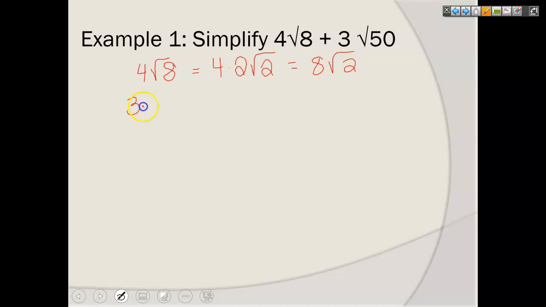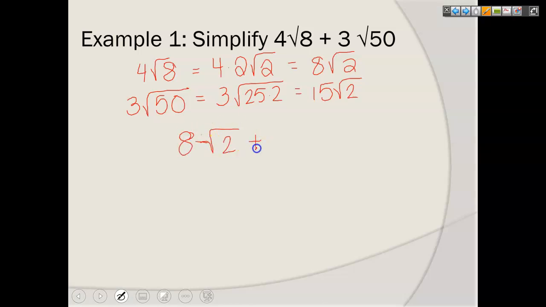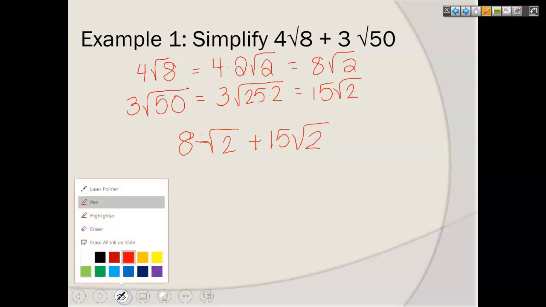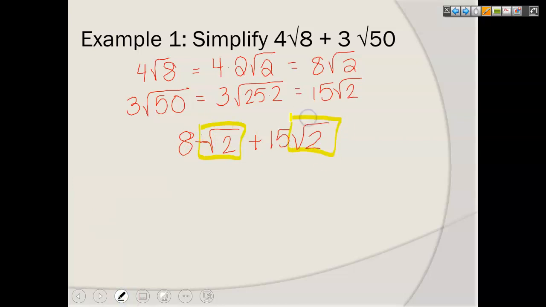And 50 is really 25 and 2, and we know the square root of 25 is 5. 5 times 3 is 15. So 3 square roots of 50 is really 15 square roots of 2. So 15 square roots of 2 plus 8 square roots of 2 can be added together. Because now my index and my radicand are like terms, so I end up with 23 square roots of 2.